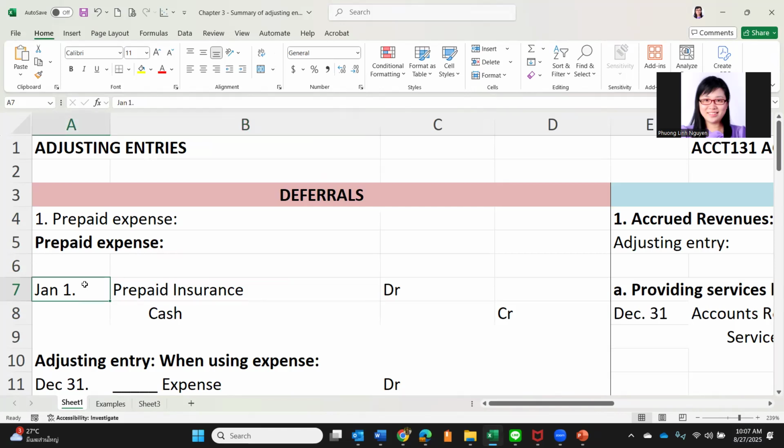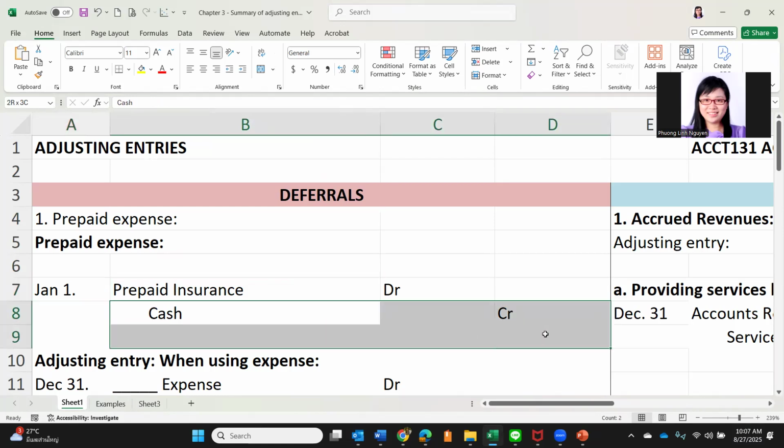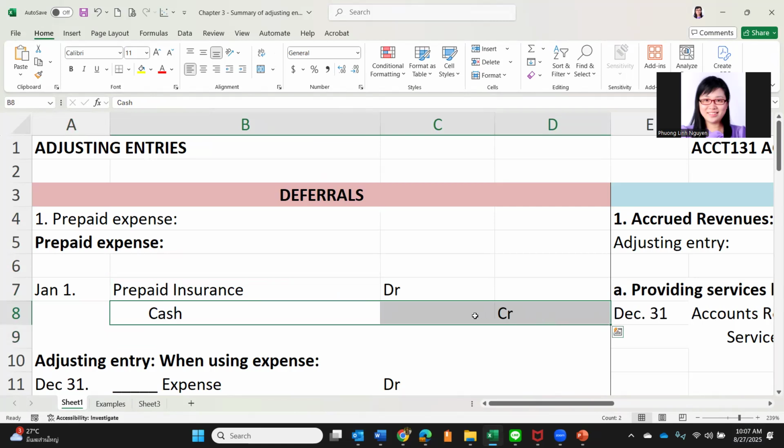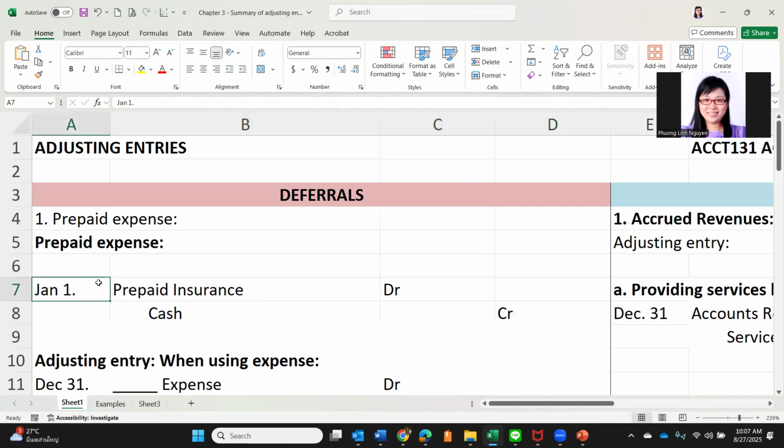So when we pay for some expenses ahead of time, before we use it, we will debit prepaid insurance and credit cash. Now that is for January 1 when we pay for some expenses before we use it. So at the end of the year, we have to prepare an adjusting entry.